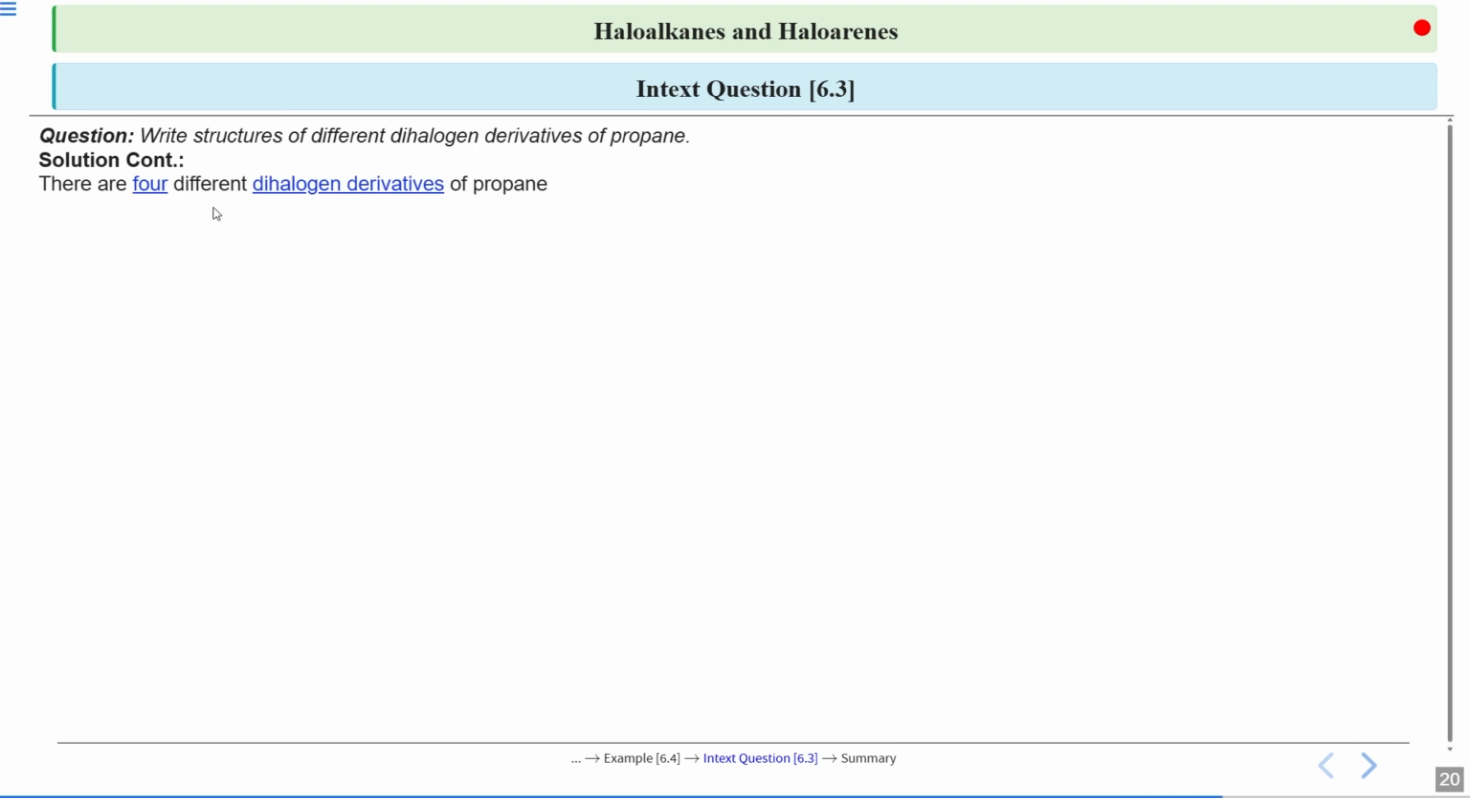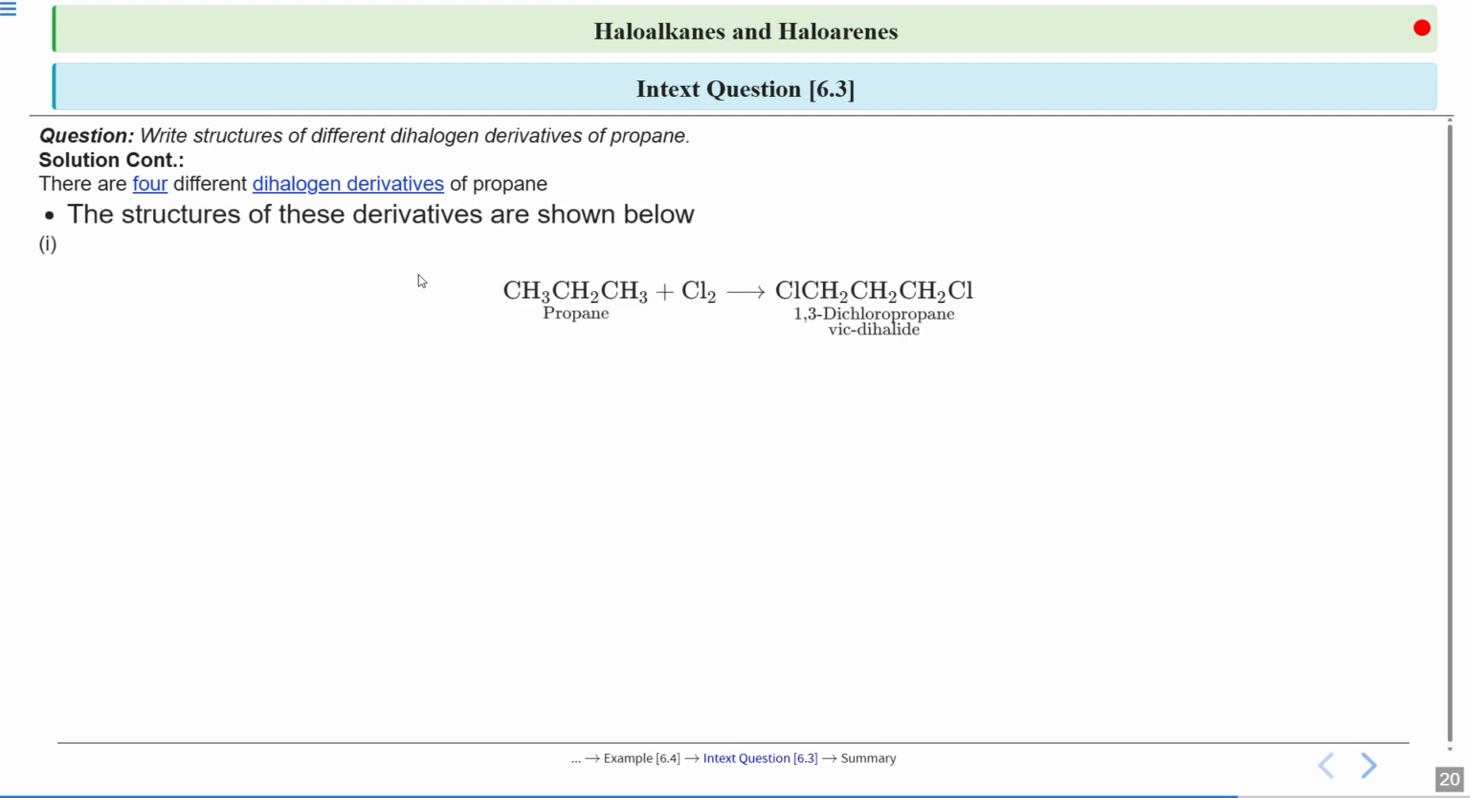So there are 4 different dihalogen derivatives of propane. The structures of these derivatives are shown below. The first one: propane reacts with chlorine, and you will get 1,3-dichloropropane after the attaching of chlorine at each terminal carbon. Here the chlorines are attached on the terminal carbons. This is the first dihalogen derivative of propane.